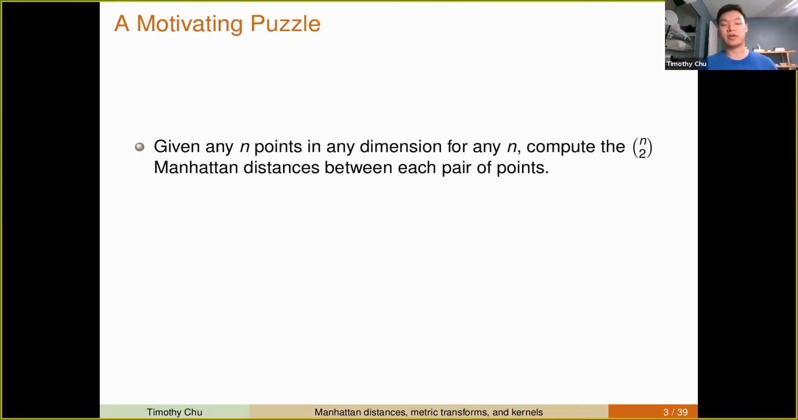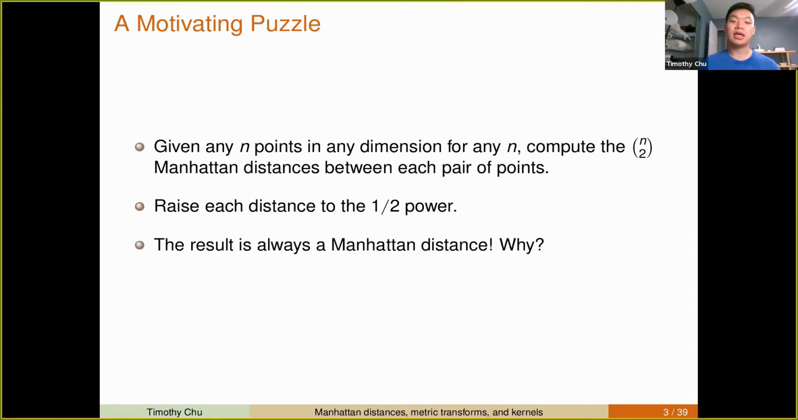The motivating puzzle is as follows. Let's say you have n points in any dimension, for any n, and you compute the n choose 2 Manhattan or L1 distances between each pair of points. Then you do something crazy, like raise each distance to the 1/2 power. Here 1/2 can really be replaced by any constant between 0 and 1, but let's stick with 1/2 for now. I claim that the result is always a Manhattan distance. This means I can find n new points in arbitrary dimension such that the distances between these points are our old distances raised to the 1/2 power. The question that will guide the entirety of this talk is: why should something like this be true? And moreover, in general, what functions have this property?